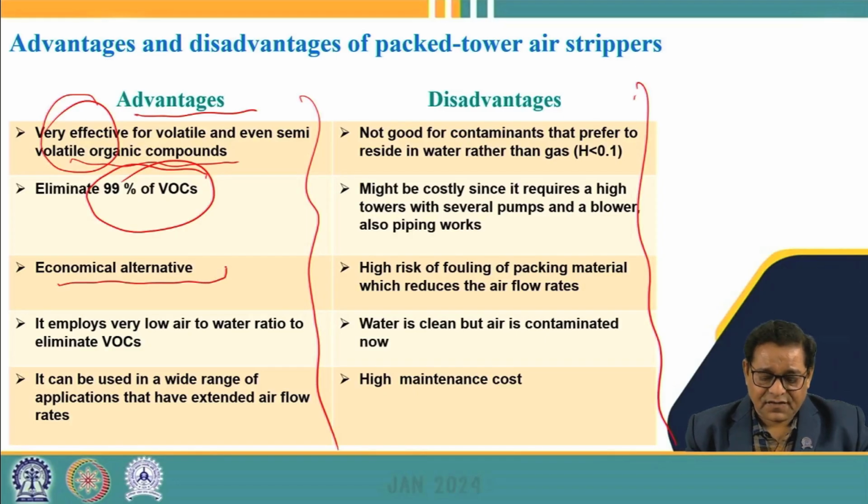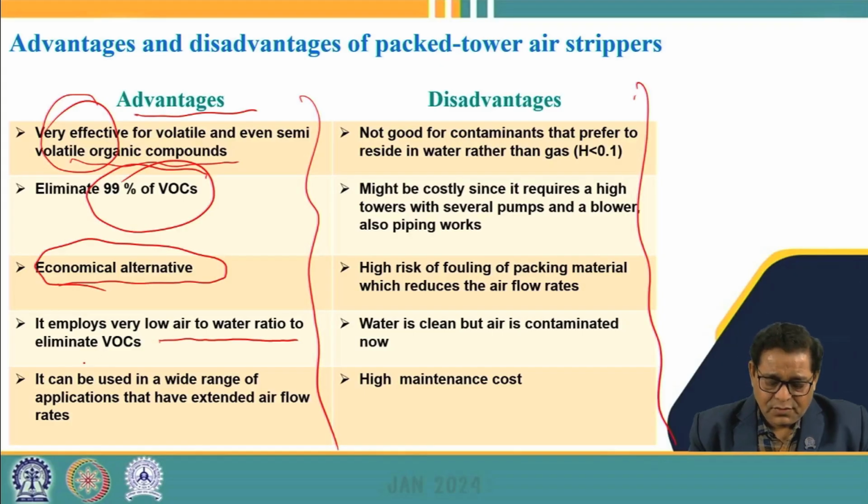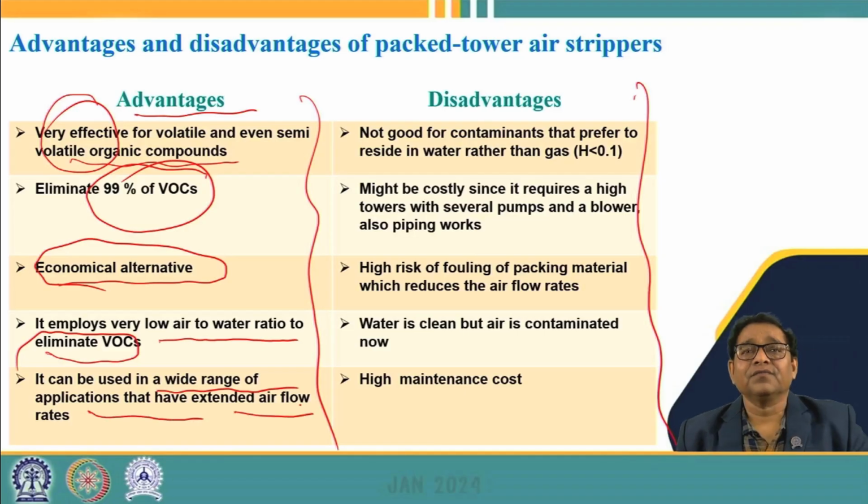This is also an economical way of removing VOCs and ammoniacal nitrogen compared to other treatment systems. For VOC removal, it requires a very low G by L ratio, whereas in the case of ammoniacal nitrogen, it is very high. And it ensures complete removal of VOC. Also, it can be used for a wide range of applications having extended air flow rates. So these are basically the advantages of packed bed tower air strippers.